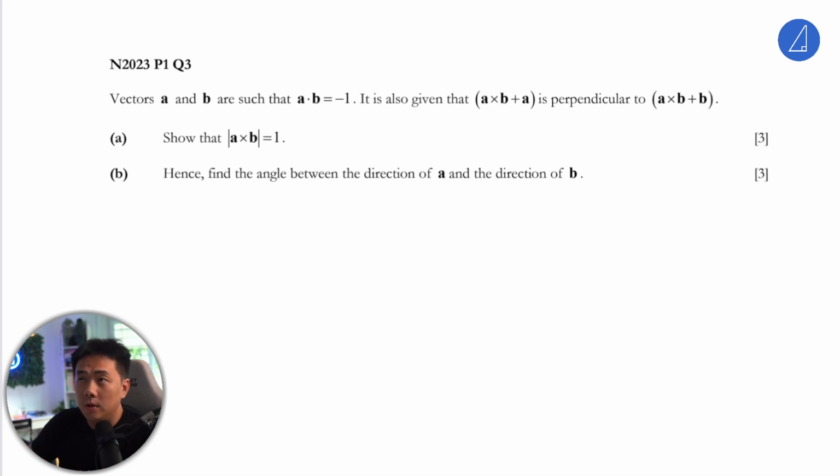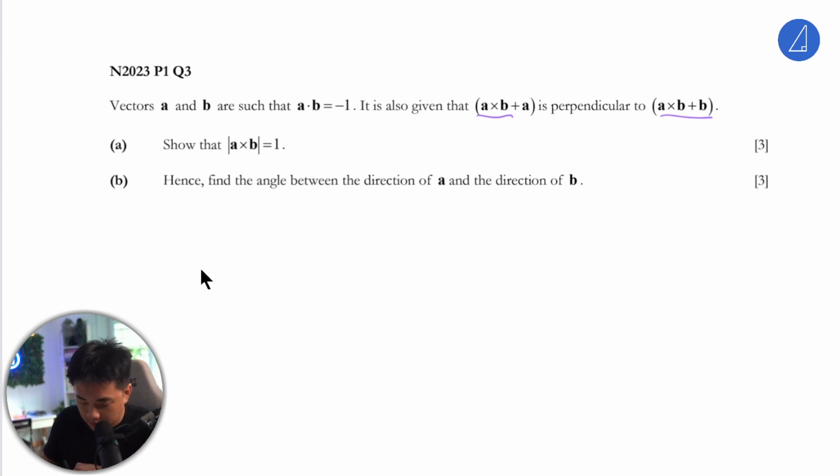Okay, let's look at question 3. So vectors A and B are such that A dot B is -1. Also given that A cross B plus A is perpendicular to A cross B plus B, show that modulus A cross B equals 1. I think this is pretty okay. We're just going to use the information given to us. This is perpendicular to this, so we know the dot product is 0, right? So we're just going to write this down.